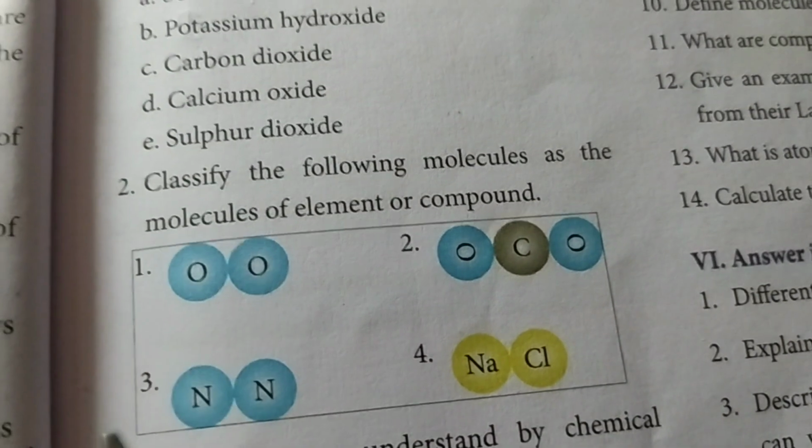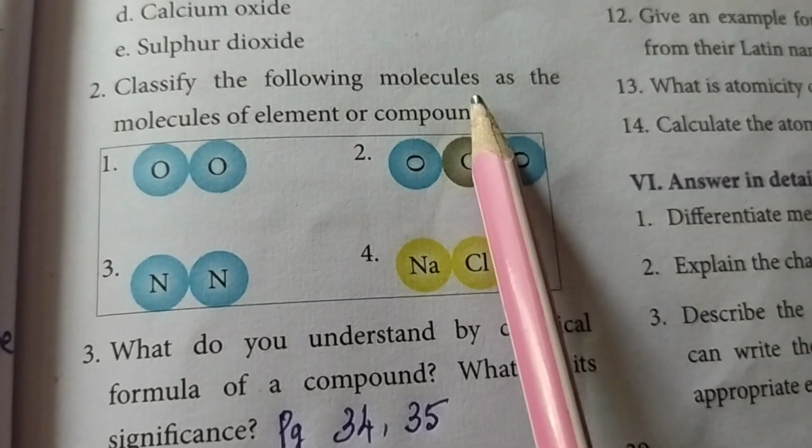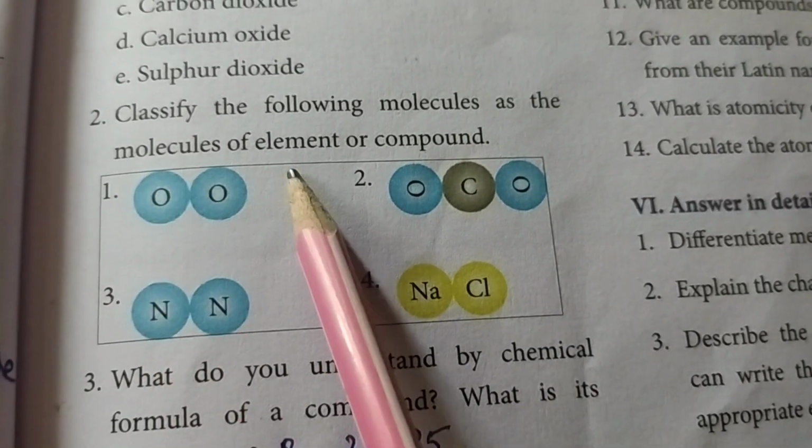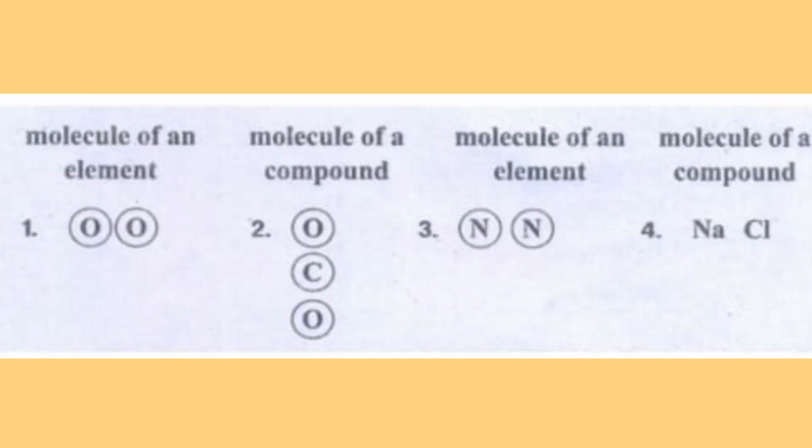In second question, classify the following molecules as the molecules of elements or compounds. First one, molecule of an element. Second one, molecule of a compound. Third one, molecule of an element. Fourth one, molecule of a compound.